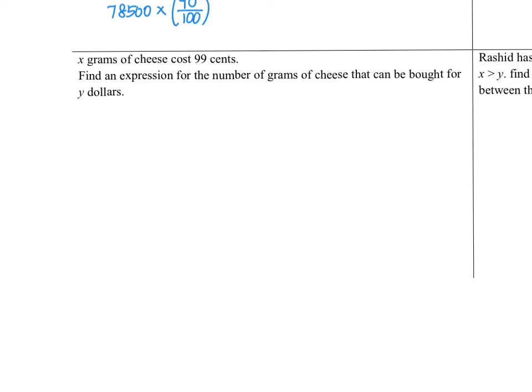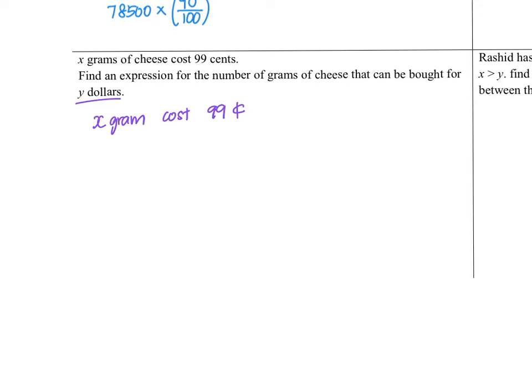So I'm going to write this down. We have x grams cost 99 cents. Find an expression for the number of grams of cheese that can be bought for y dollars. Oh, they gave me the y dollars instead, right? So instead of finding in cents, they want dollars.